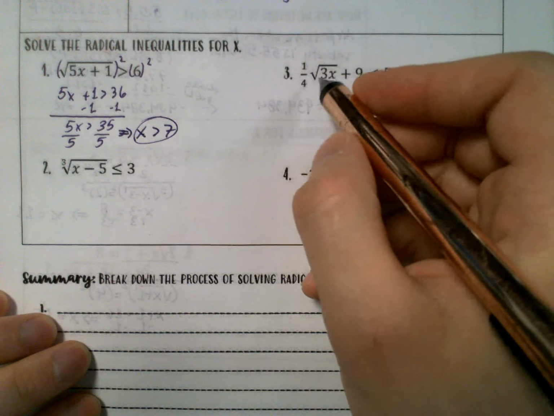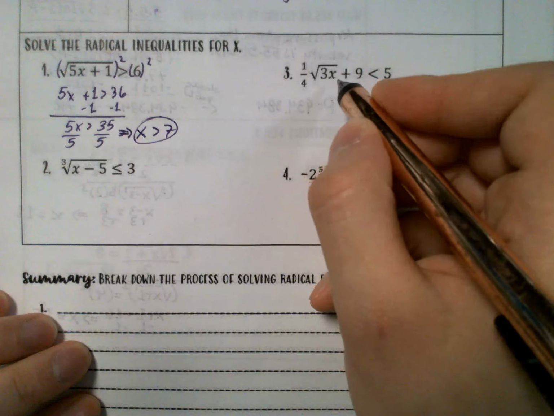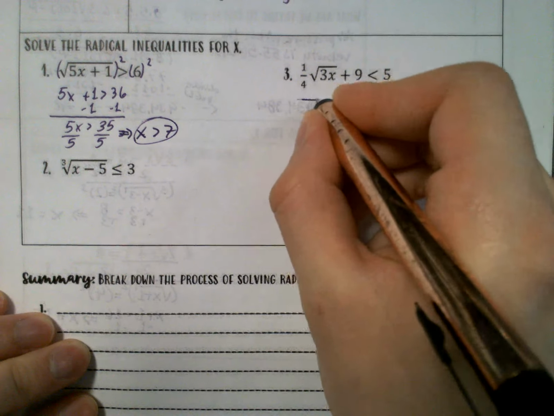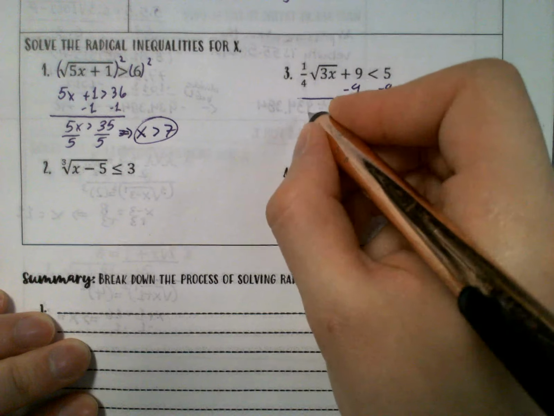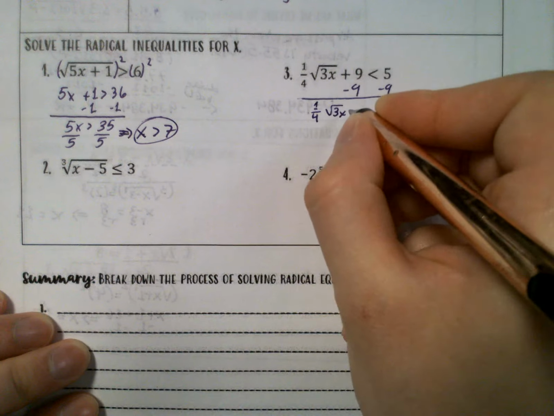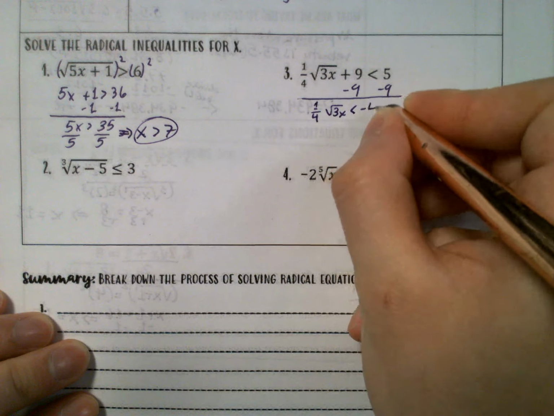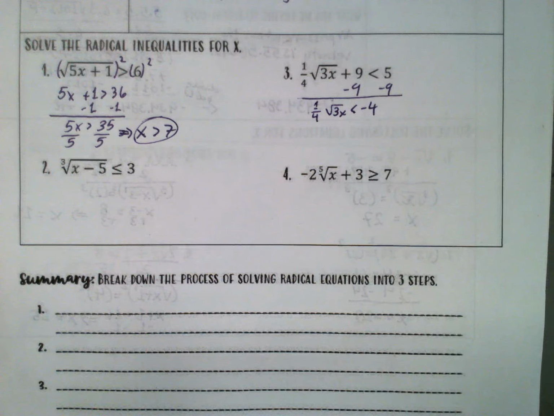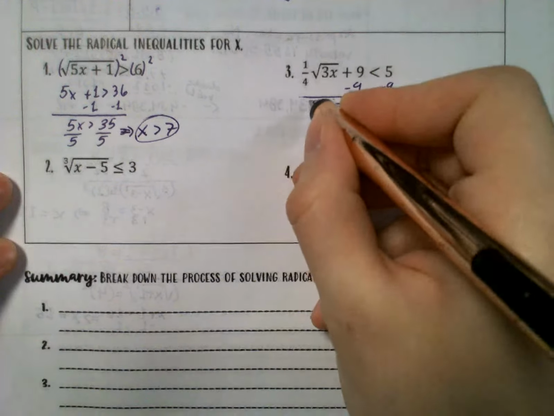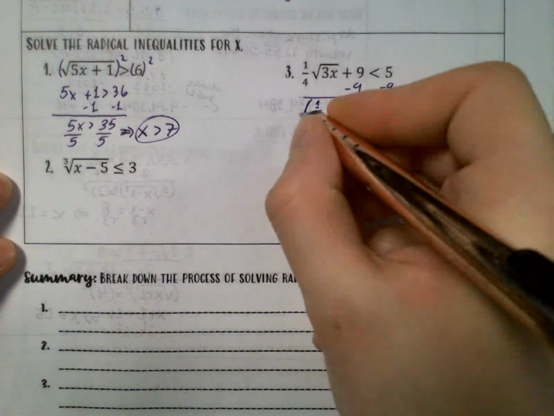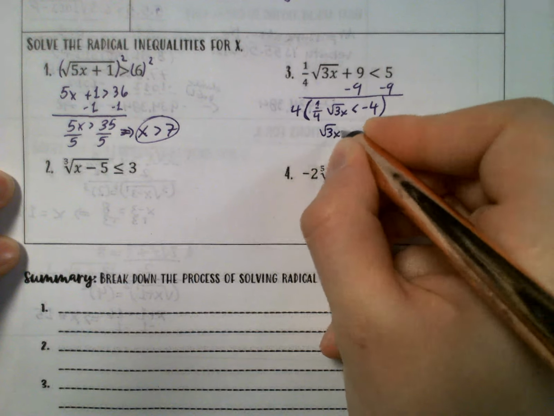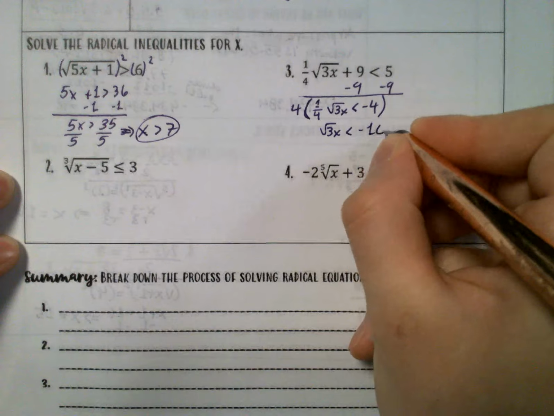Number 3, 1/4 times the square root of 3x plus 9 is less than 5. Subtract 9 from both sides. That leaves me with 1/4 the square root of 3x is less than -4. Now, before you continue, my advice on this one is to multiply the entire expression by 4. Get rid of that fraction. No, this does not flip the sign at all. So we're going to multiply the whole thing by 4, and that gives me the square root of 3x is less than -16.